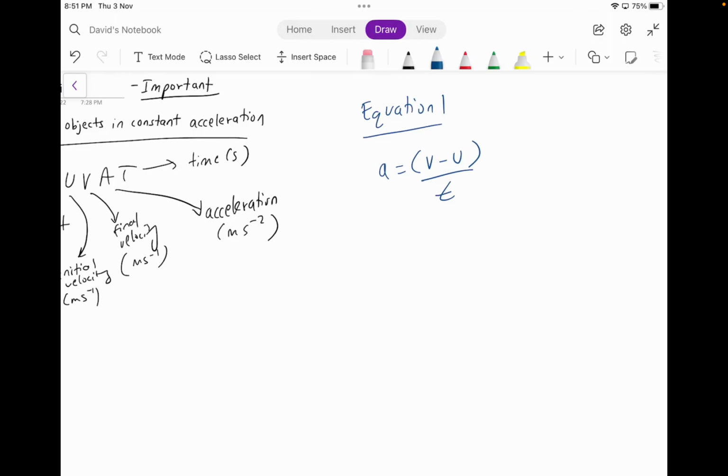what we can do in order to derive the first SUVAT equation, you can rearrange all of this to make your final velocity the subject of the formula. So what I mean by this is you're going to write V minus U is going to be equivalent to AT. And you're going to rearrange it and make V the subject of the formula. So you get V = U + AT. Now this is your first equation, which is derived from the acceleration formula of the rate of change of velocity per unit time. So this is how we get equation 1.